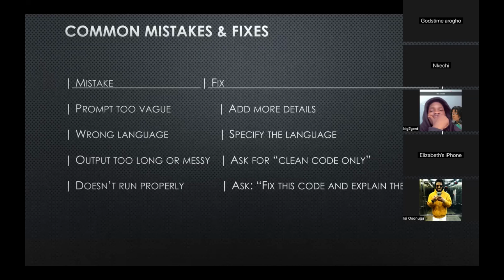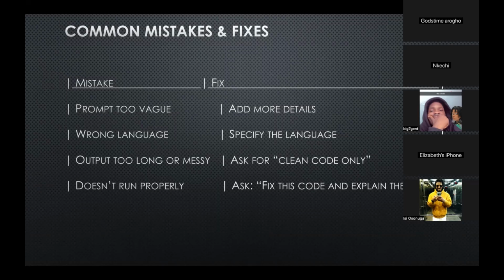Number three, output too long or messy. Yeah, this happens with your AI too. Sometimes when you overchain your prompt or when you are very vague in your prompt, you get messed up code. In this case, you should be able to identify that this code is actually messed up. That's the purpose of you continuously iterating, checking if the code is actually working, if there's an error, and the rest.